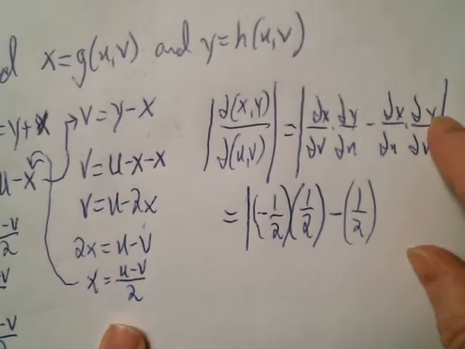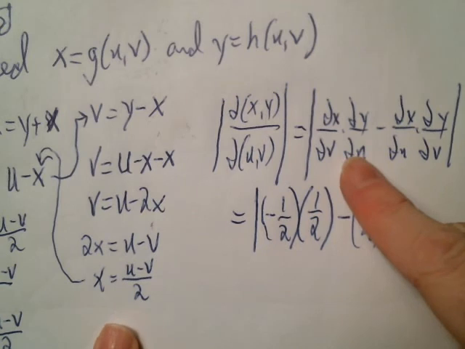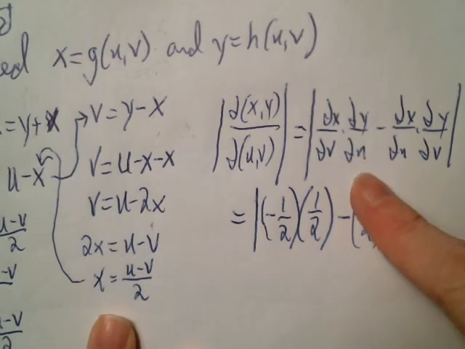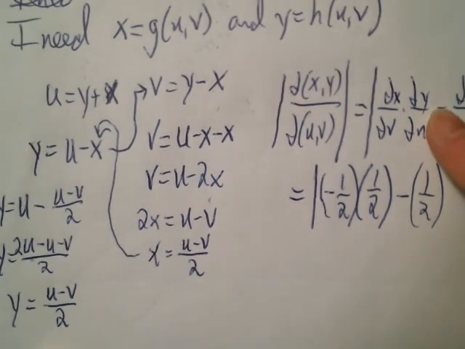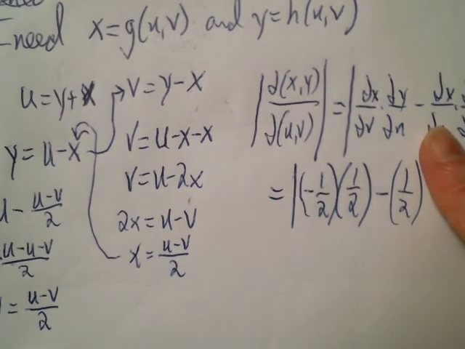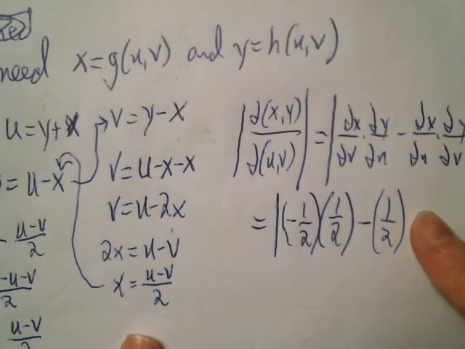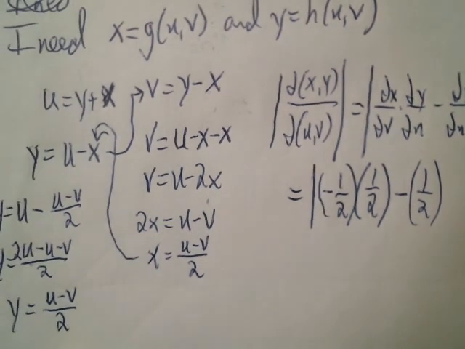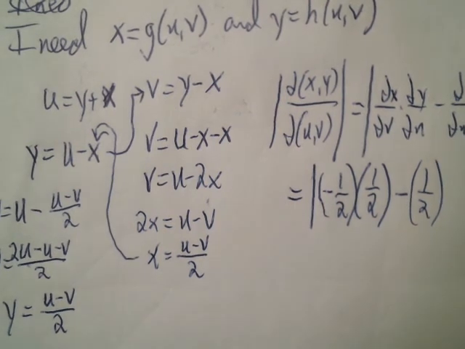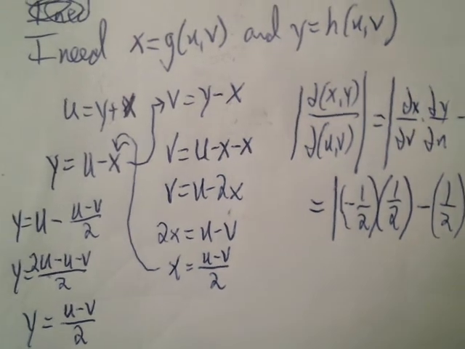So I screwed up somewhere. Partial of x with respect to v is negative 1/2. Then the partial of y with respect to u is positive 1/2 minus the partial of x with respect to u, which is positive 1/2, times the partial of y with respect to v, which is minus 1/2. I messed something up.